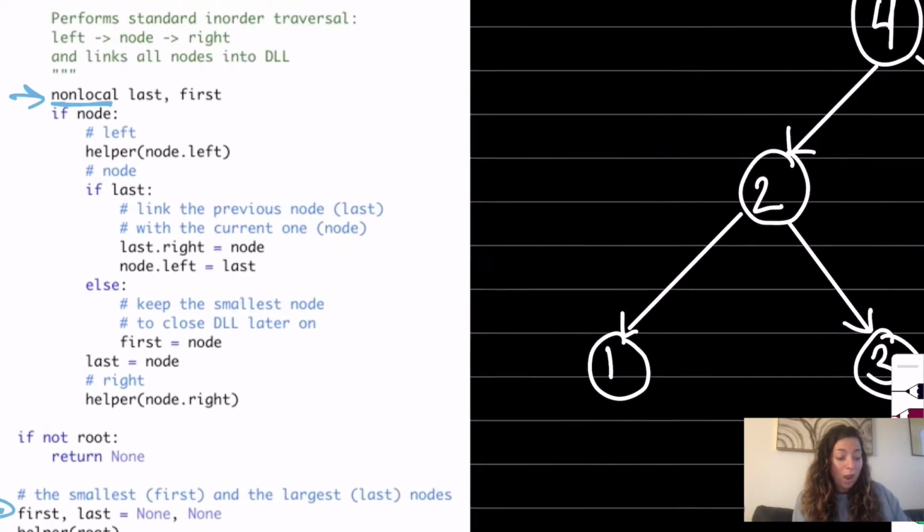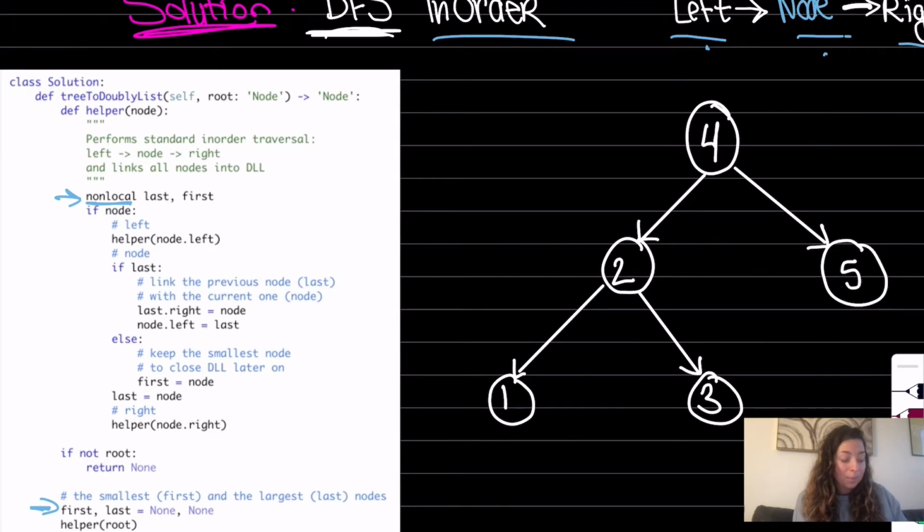So the reason why that's important for this implementation is because I'm not passing these variables first and last. Notice that I'm not passing them as parameters to this function. So the only way that I'm holding on to them and keeping them so that at the very end I'm able to have their values intact is because they're nonlocal. Okay, so let's jump into this.